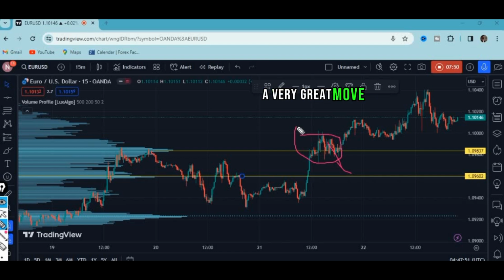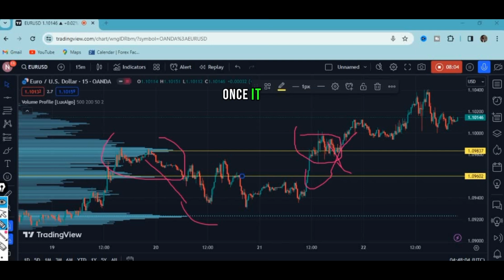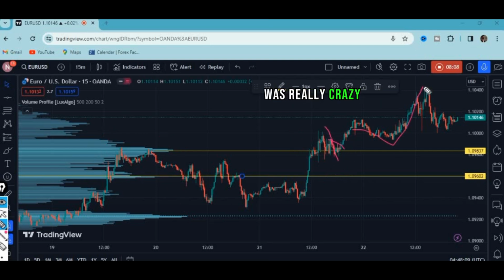A very great move, the market really moves aggressively, and you can see once it hits this level, the market really proceeds to the downside. Once it hits the level, price really proceeds. Once it hits this level over here, you can see a breakout was really crazy to the upside. You understand me? So that's what you're supposed to keep in mind anytime you're using a volume profile.